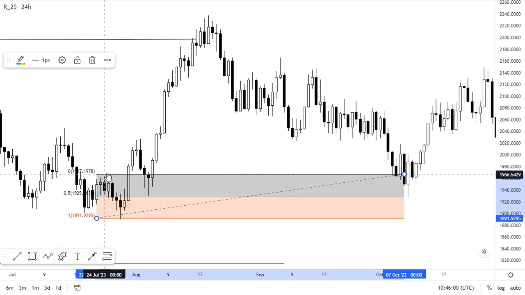So what will you do? You mark out your minor break of structure to the upside here, and then you are waiting for the market to come back into your 50%. And you can see it's used exactly 50% for a continuation to the upside.